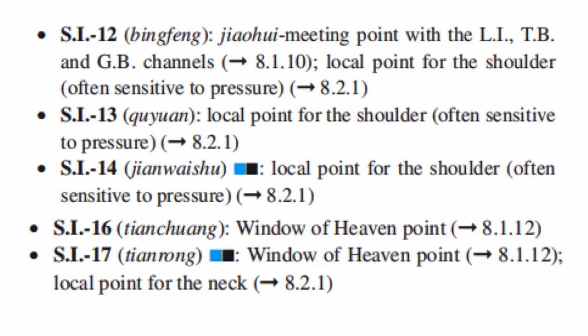SI12, Jiao Hui meeting point with the LI, TB, and GB channels, local point for the shoulder, often sensitive to pressure. SI13, local point for the shoulder, often sensitive to pressure. SI14, local point for the shoulder, often sensitive to pressure. SI16, window of heaven point. SI17, window of heaven point, local point for the neck.